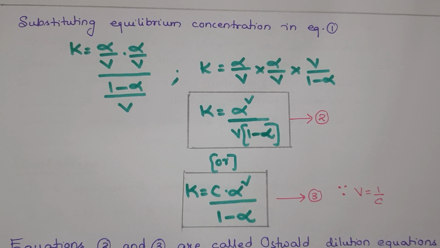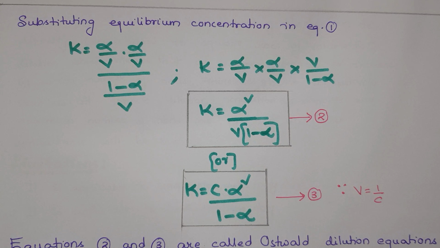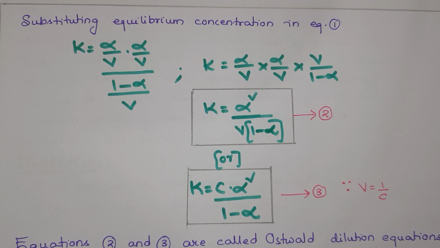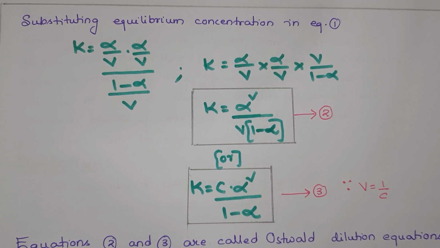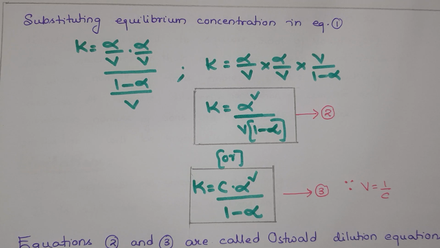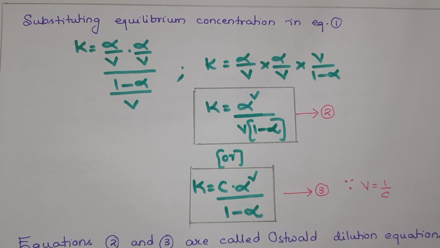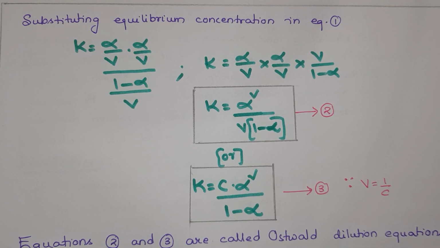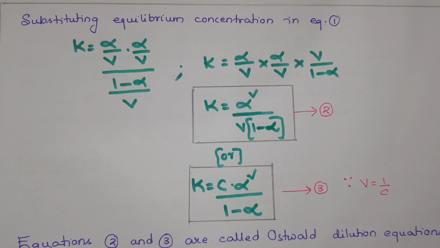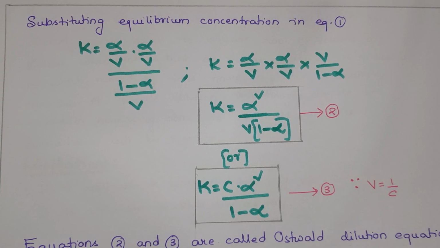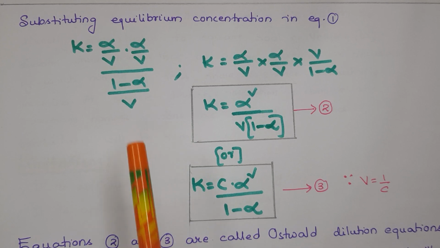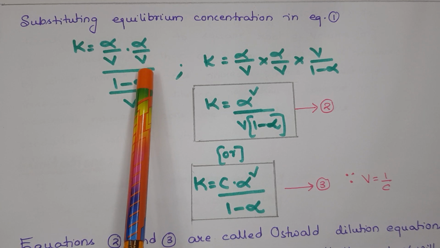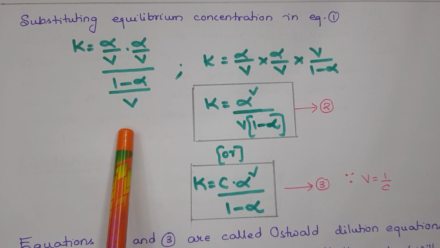Now substituting concentration at equilibrium in equation 1. Go back and check once equation 1, students. What did we write in equation 1? K is equal to [A+] concentration into [B-] concentration by [AB] concentration. Now we have the concentration of A+, concentration of B- and concentration of AB at equilibrium. We will just substitute the values. Now K equals alpha by V, A+ concentration, alpha by V, B- concentration, (1 minus alpha) by V, AB concentration.